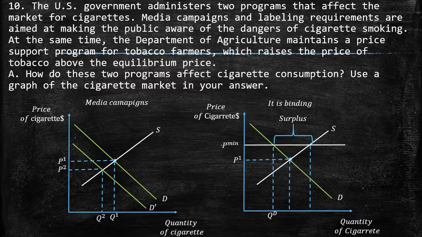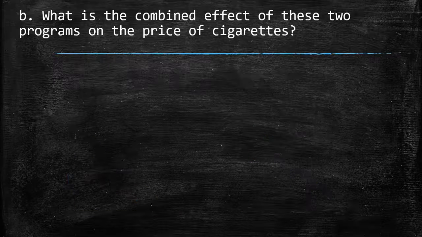Remember, if it's elastic, it's bad to charge a higher price. But as usual, demand for cigarettes is high. I mean, it's inelastic. So in this case, it's better for the suppliers because they are going to receive more, given the elasticity of demand.